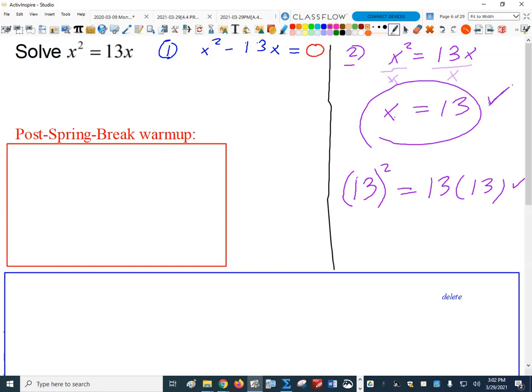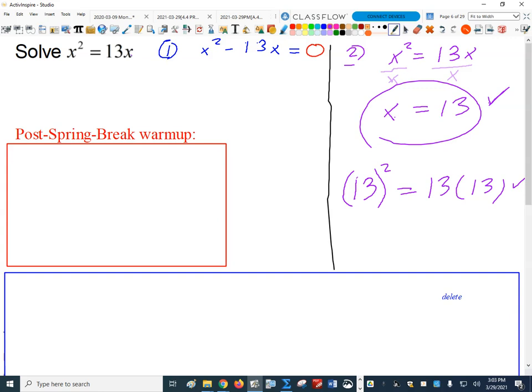By guess and check, can you see any other solutions that would have worked that I could have plugged in for x to make this a true statement? There's one other number that would have worked that we didn't get. Think about a really easy number. Well, we could try negative 13, but if I square negative 13, I'd get positive 169 equals 13 times negative 13. Well, I'm going to get negative on one side and positive on the other. So negative 13 is not a solution.